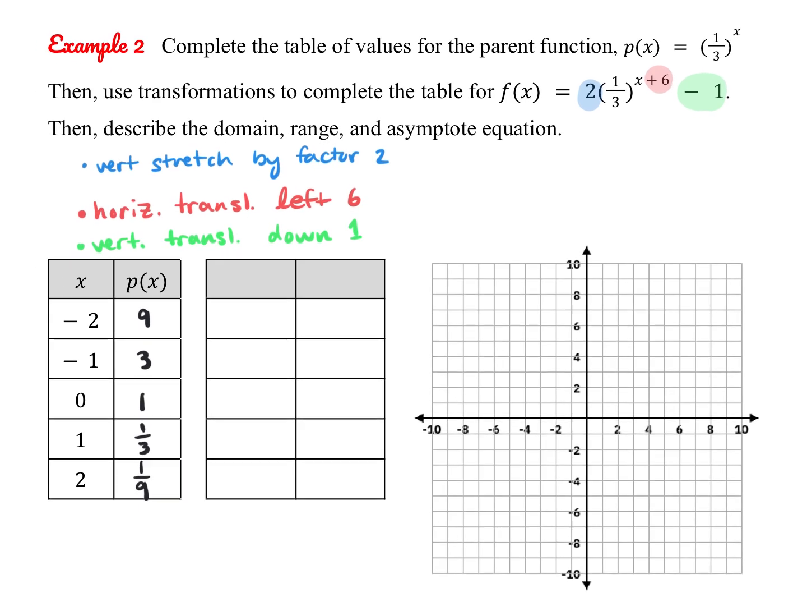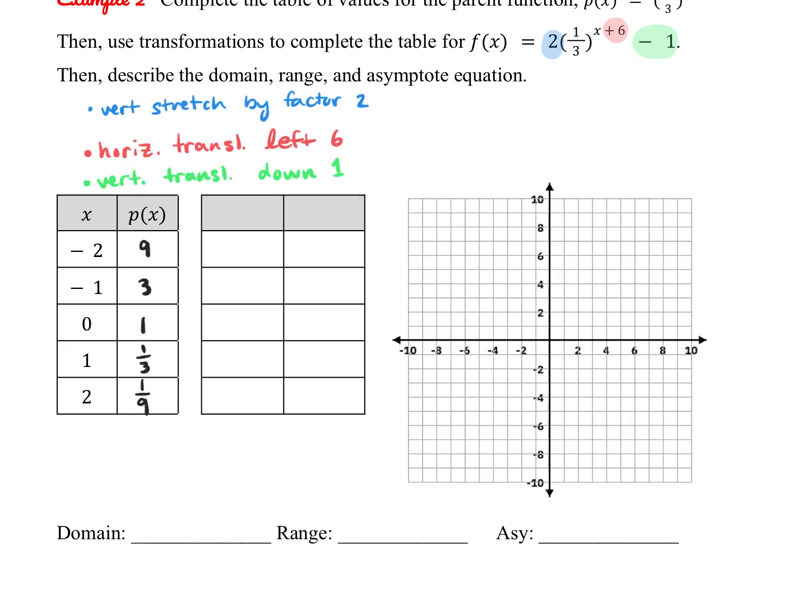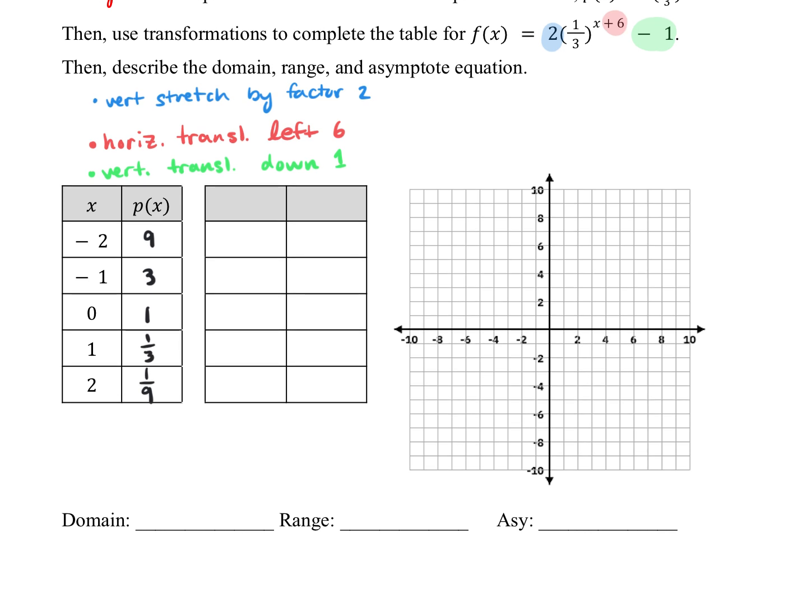So if I write in those rules, actually first let's see what our parent function looks like, and then we'll transform those coordinates. So we have -2, 9, -1, 3, 0, 1, 1, 1/3, 2, 1/9, so it gets pretty small pretty quickly.